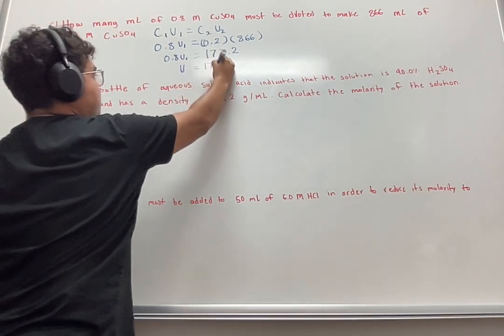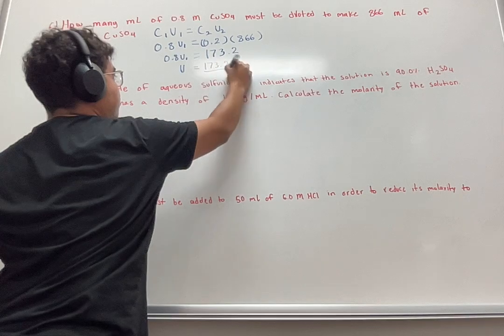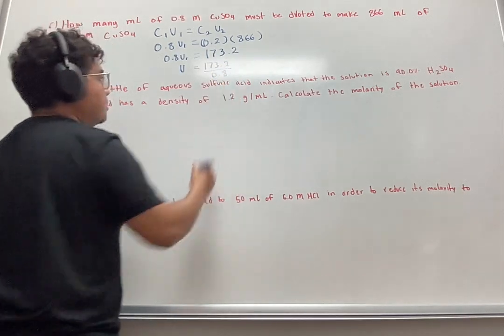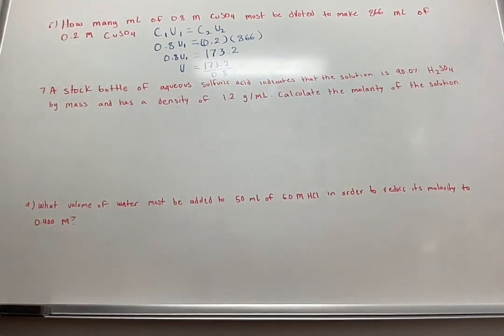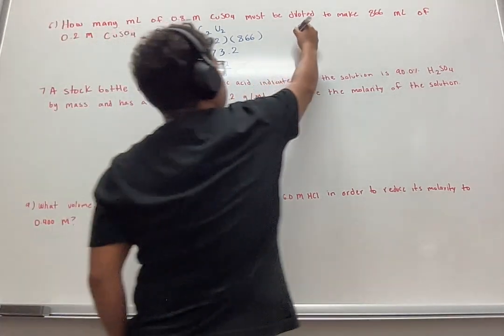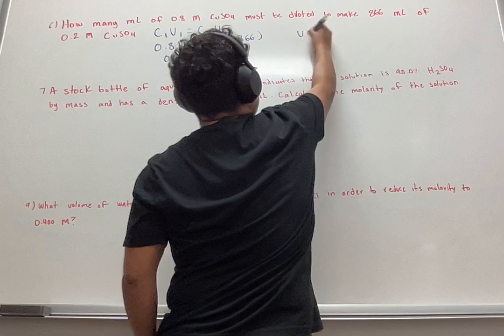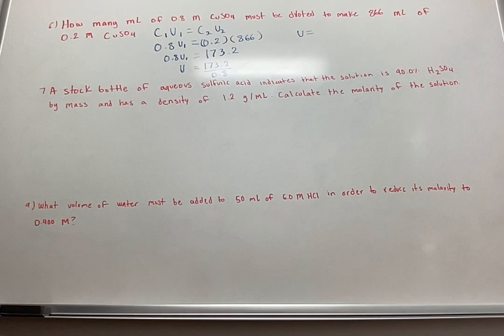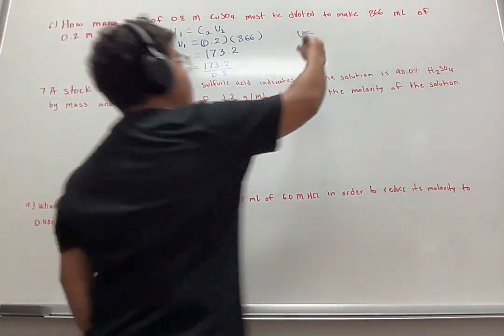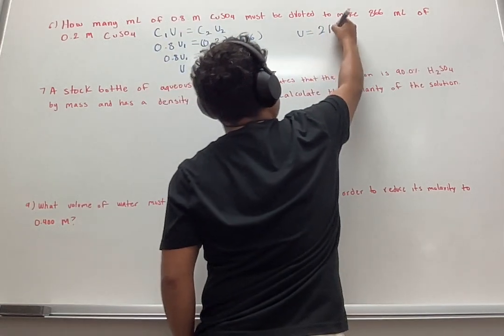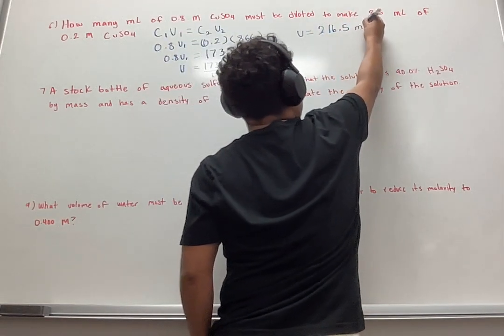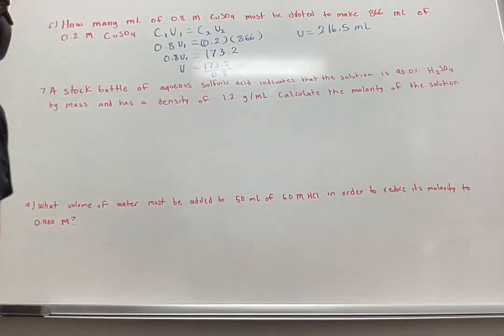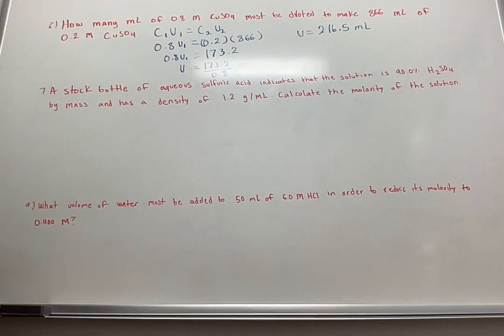So 173.2 over 0.8. When you work that out, you get V, or volume, equals 216.5 milliliters. Is that right? Yes, that's right. Okay, so you need to add 216.5 milliliters.